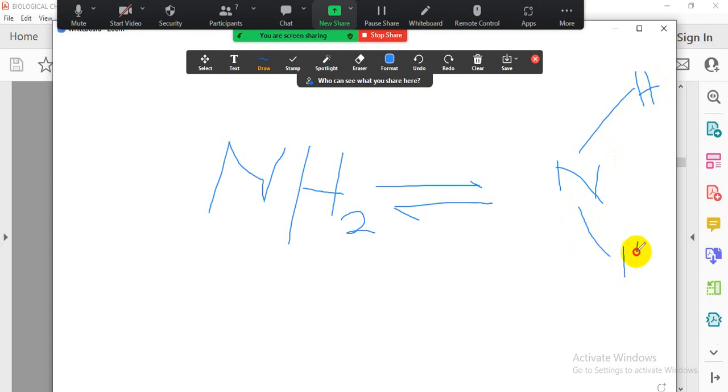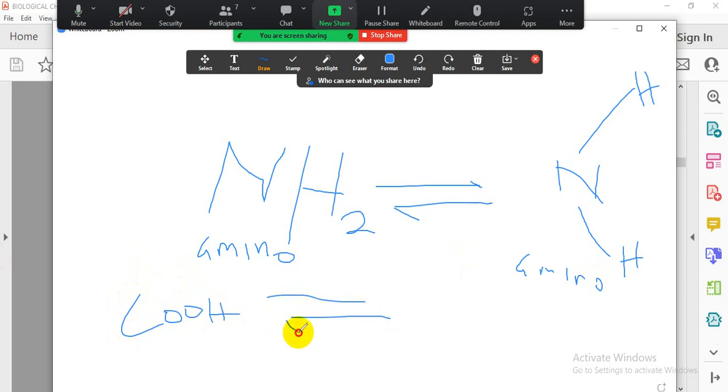So amino acid comprises of what? This is the amino group, amino. Amino is the same as this. I've just broken it down. Amino. Can you see? And this is the hydroxyl group. Hydroxyl group. Carboxylic acid group. So we have this. This is the carboxylic acid group.